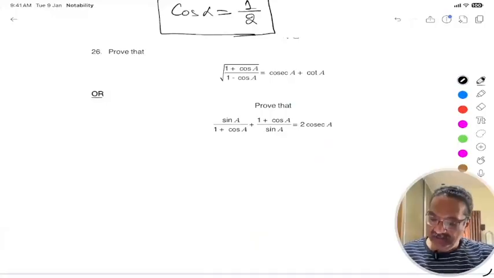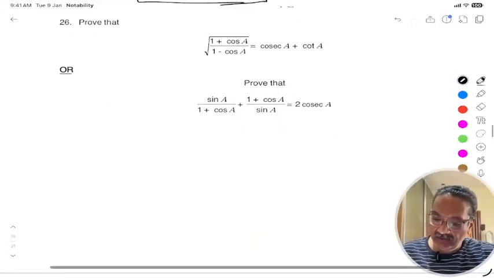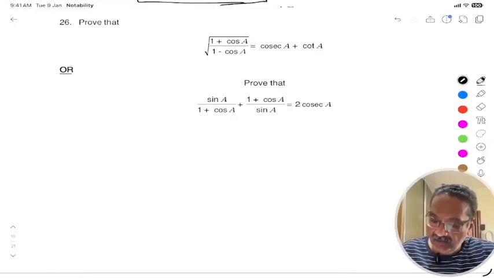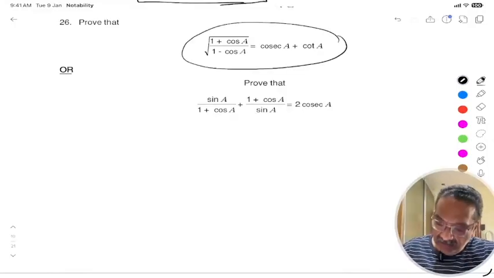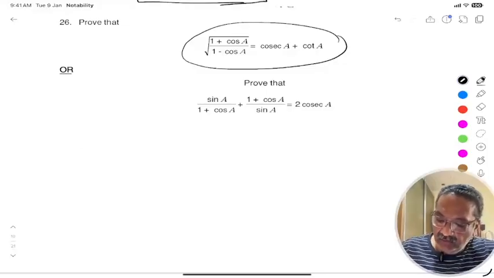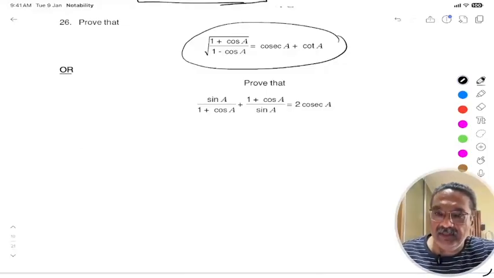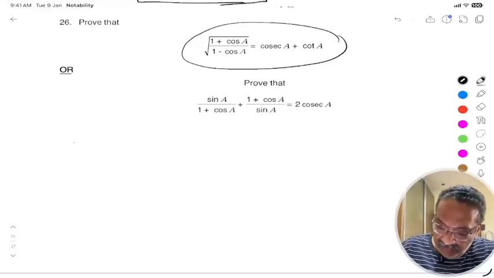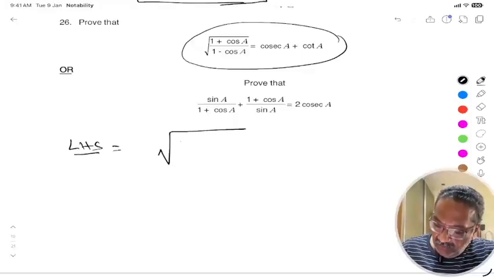Next, the 26th question, what they asked, there is an option. So first we will take the first portion. In the 26th question, we have to prove that square root of 1 plus cos A by 1 minus cos A is equal to cosecant A plus cot A. So first is LHS. LHS is nothing but square root of 1 plus cos A by 1 minus cos A.